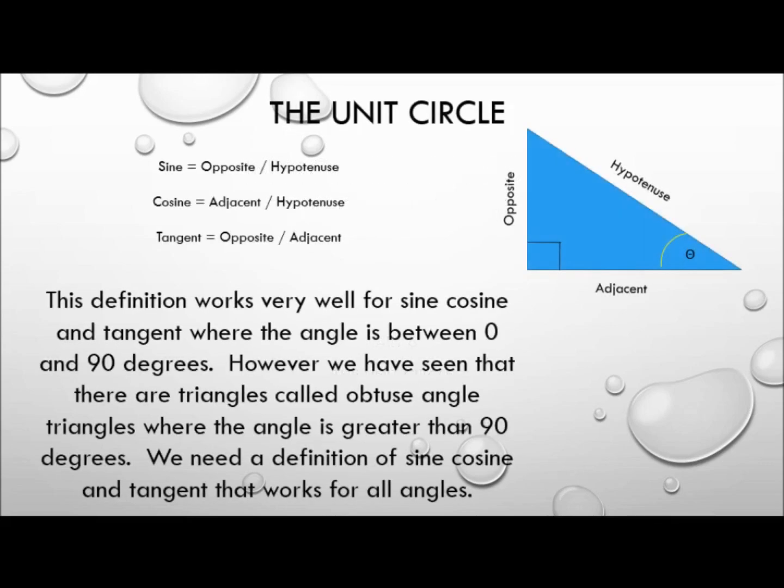SOHCAHTOA works very well for right-angled triangles where the angle is between 0 and 90 degrees, but there are such things as obtuse angle triangles where the angle is greater than 90 degrees, so somehow we need to come up with a definition of sine, cosine and tangent that works for angles that are bigger than 90 degrees.